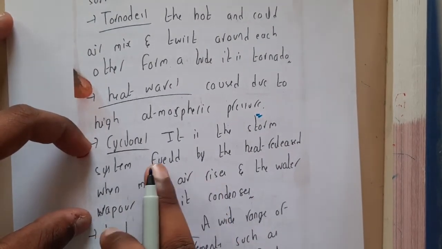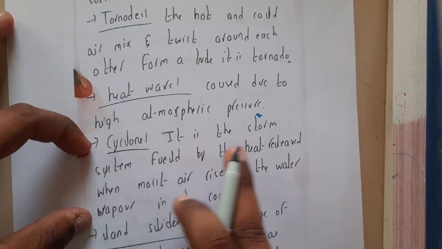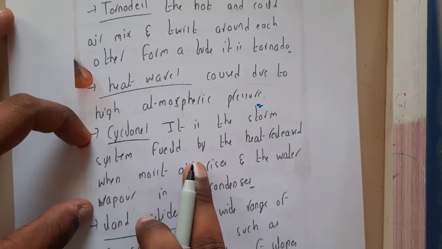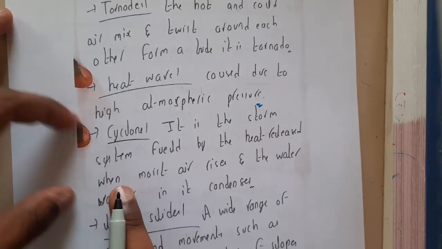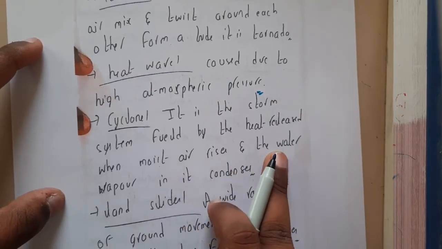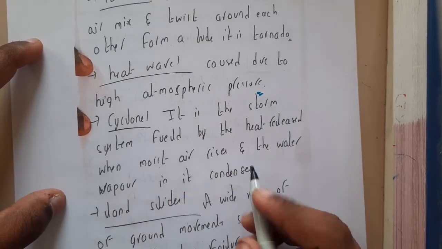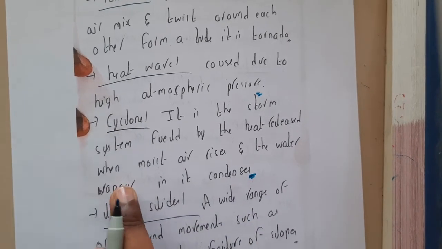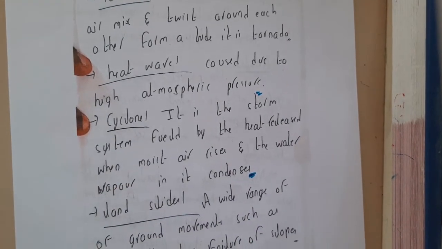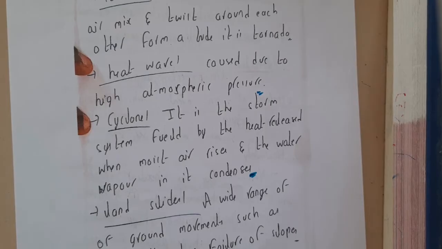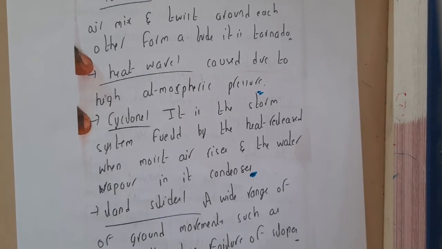Similarly, cyclone. Cyclone is a storm system fueled by the heat released when moist air releases water vapor in its condensation. Okay guys, we'll be discussing cyclone in our next unit, so I'll be giving you a small definition for now. Just give me a second.